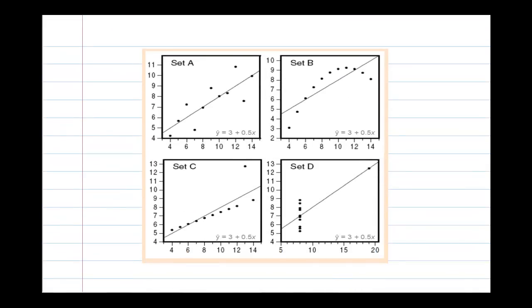So for the first data set A, this is the graph that we have. It does appear that there is a linear pattern here, but it's not a super strong linear pattern. I would say in this particular case there's a moderate linear association. So since there is some sort of linear association here, I would say that regression is okay.